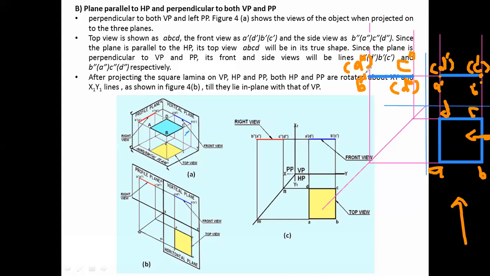I have limited space, hence I have written like this. Otherwise you should write like this. This is the correct method. Does anyone have any doubt in this? No, sir. No, sir. Very good.